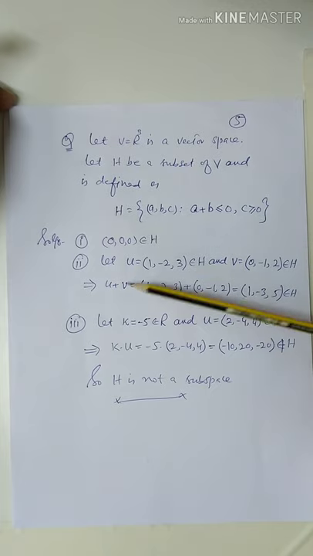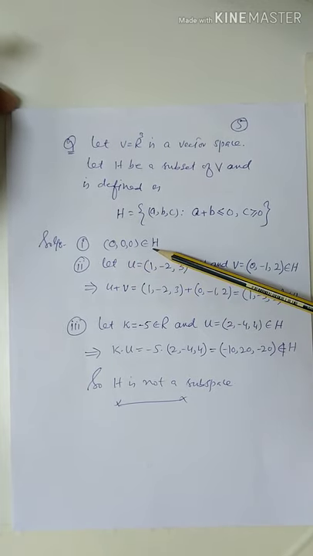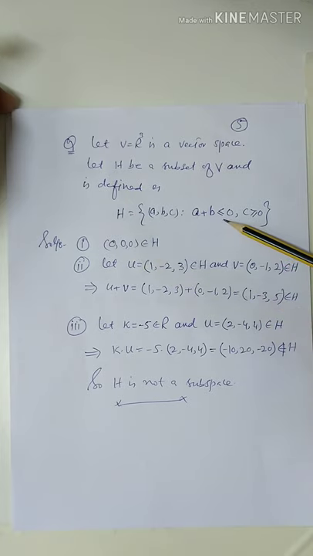Now if you check the first condition, again 0, 0, 0, that belongs to H. Why? Because A is 0, B is 0, so 0 plus 0 is less than or equal to 0, and C is also 0, so 0 is greater than or equal to 0. So again it means this condition is satisfied.